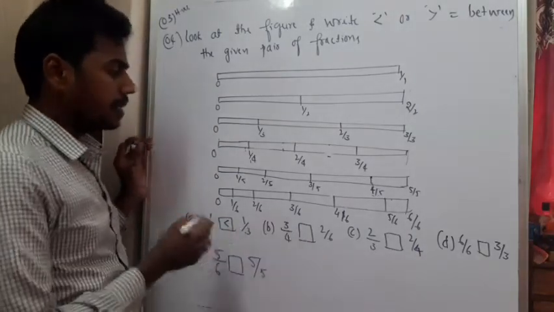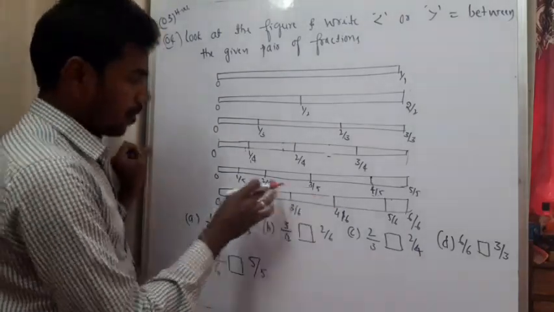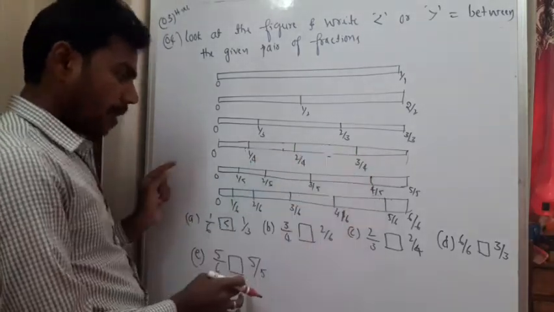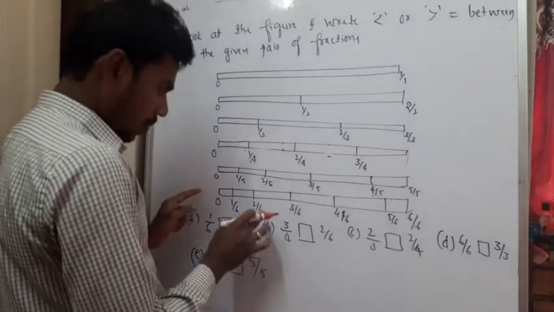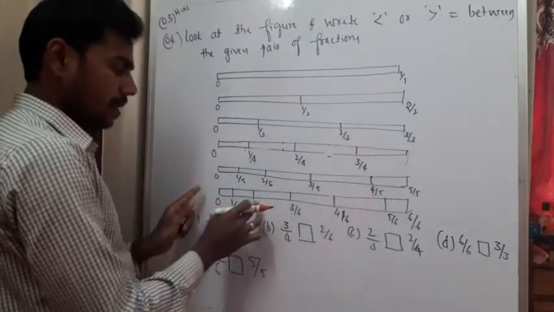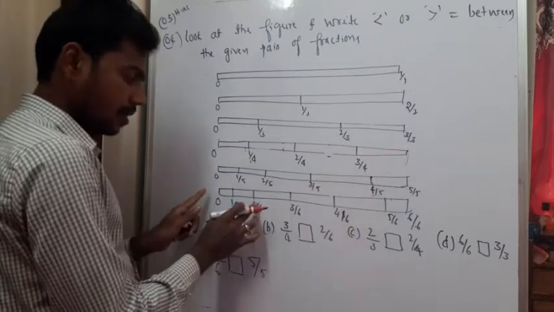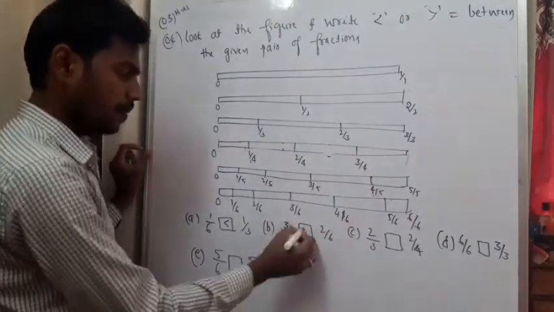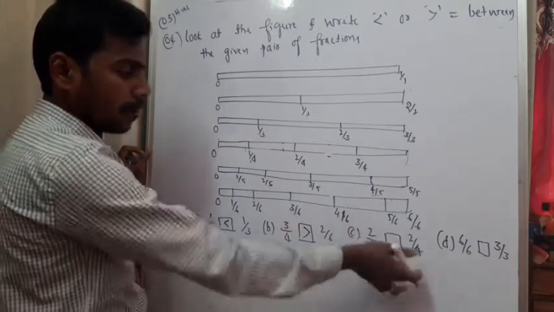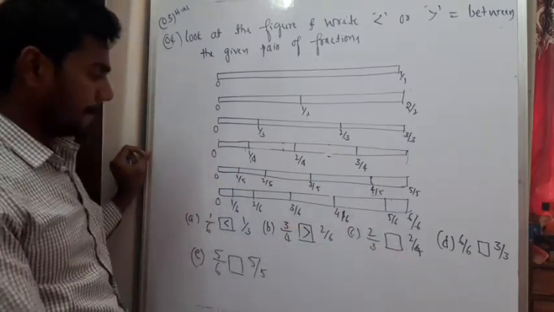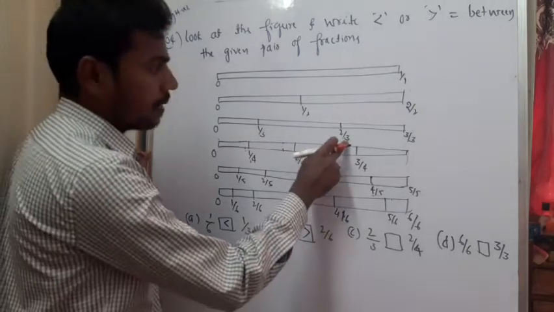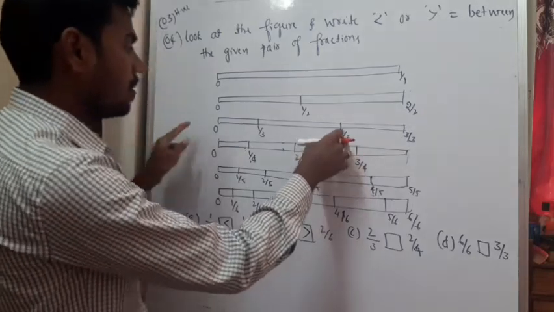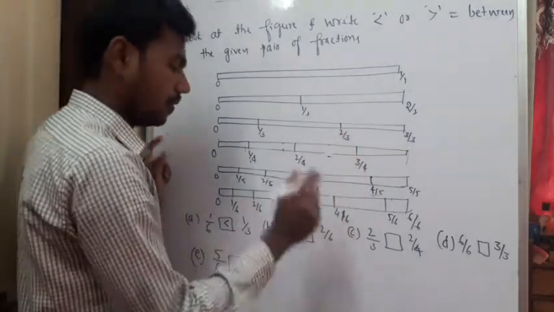3 by 4, 2 by 6. Where is 3 by 4? This is 3 by 4. And where is 2 by 6? Obviously 3 by 4 is greater than 2 by 6. This is the greater part compared to this particular part. So 2 by 3, 2 by 4. Where is 2 by 3? Obviously 2 by 3 is greater than 2 by 4.